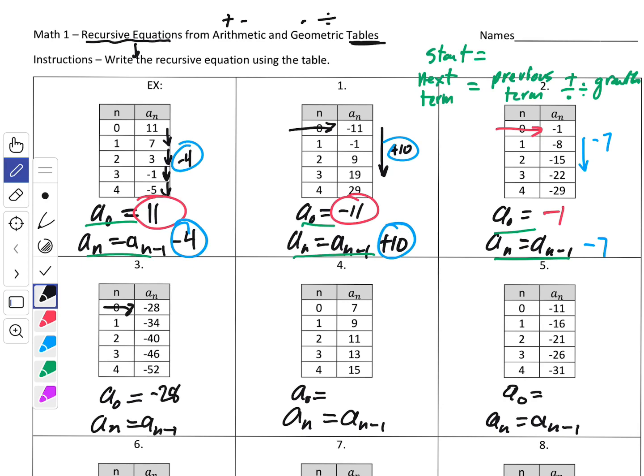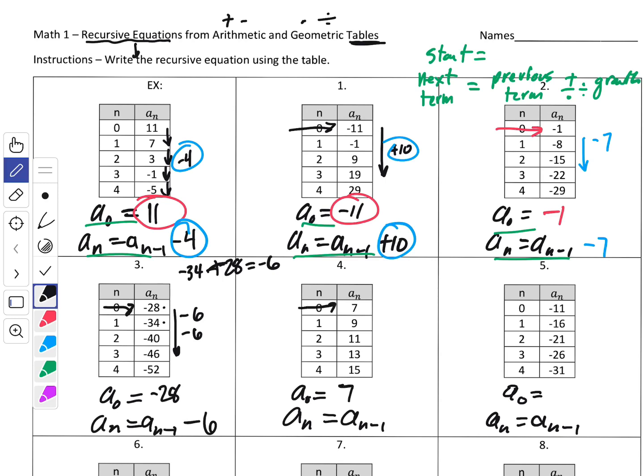So number 3, start at negative 28. Look at our growth, negative 28 to negative 34. If you weren't sure, take that second number, negative 34, subtract the first number, negative 28, and you'd end up with a negative 6, which tells us we're subtracting 6 each time. So I put a minus 6 there.